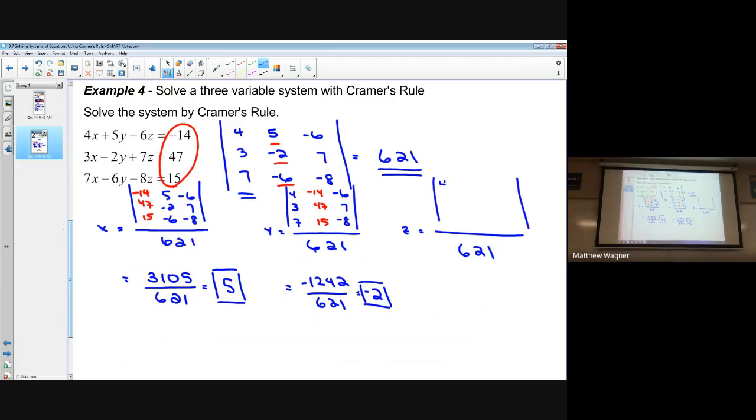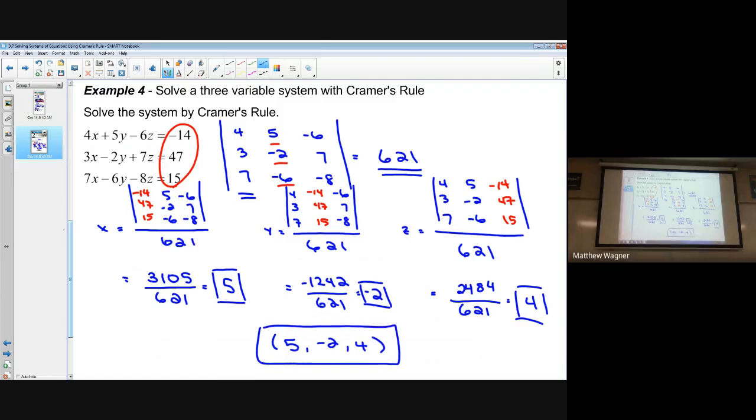The last matrix determinant, again, I need to solve for Z's. So I'm going to take out my Z coefficients, and I'm going to swap in the answers from the equations. When I figure out the determinant of that top matrix, again, using my calculator is probably the easiest. I get 2,484. When I divide by 621, I get 4. So the answer to the system is 5, negative 2, and 4.